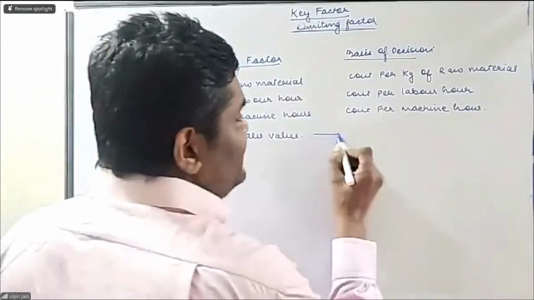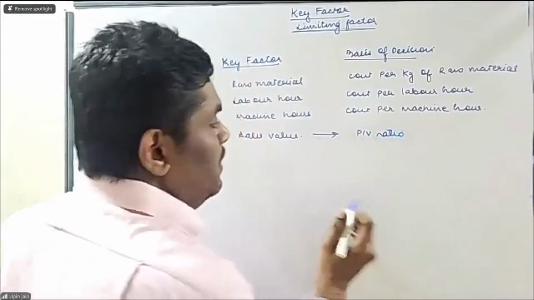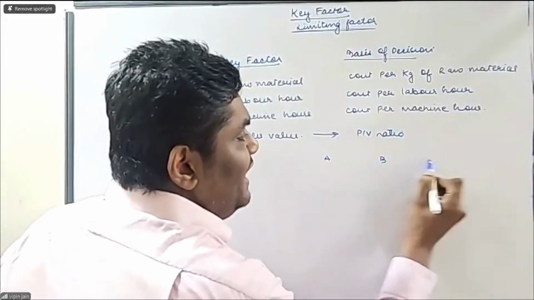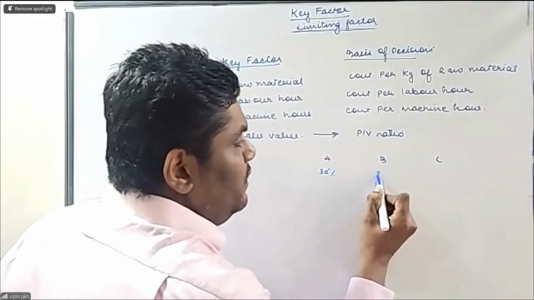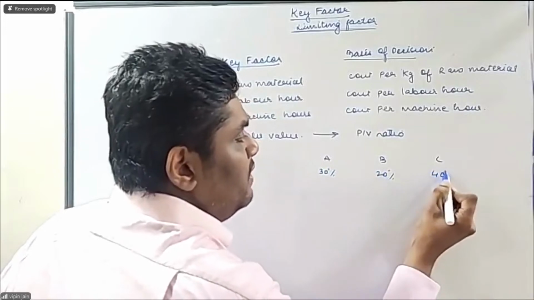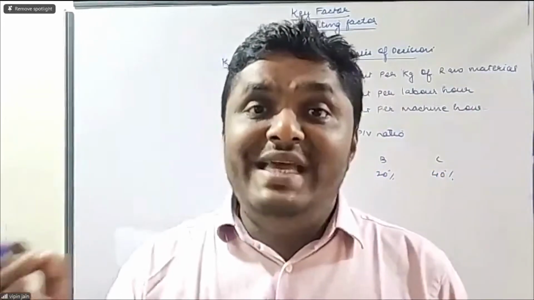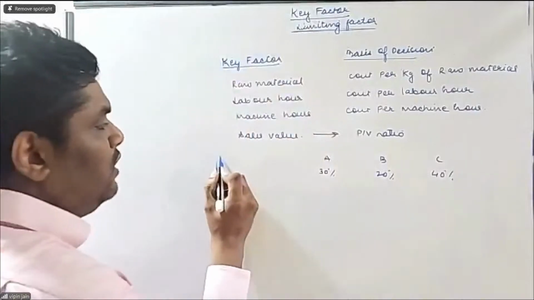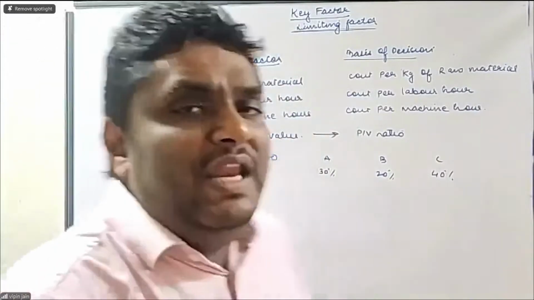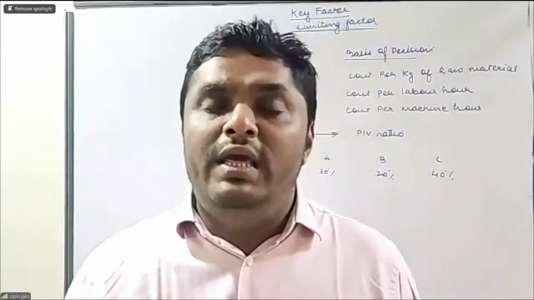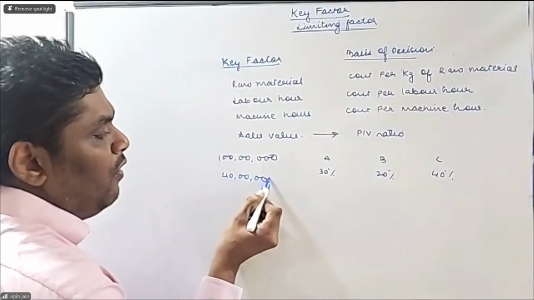If sales value is the key factor, the decisive factor will be PV ratio. Let's say we are manufacturing 3 types of product A, B, and C. The PV ratios are 30%, 20%, and 40%. And let's say my sales value is the key. My turnover should not cross 1 crore. So which product we should manufacture? Straight away C only, because from 1 crore we'll be getting a profit of 40 lakh.